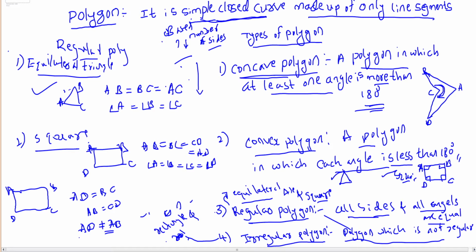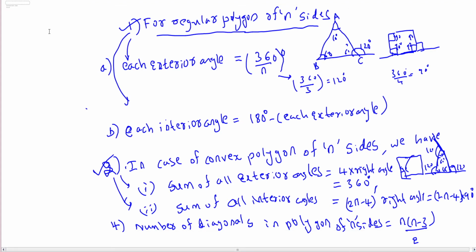The next thing: for a regular polygon of n sides, meaning all the sides and all the angles are equal, each exterior angle is given by 360 by n. Take the example of a regular polygon, the equilateral triangle. AB is equal to BC is equal to AC, and each angle is 60 degrees. To find this exterior angle, you can easily use the formula 360 upon 3, which is equal to 120.